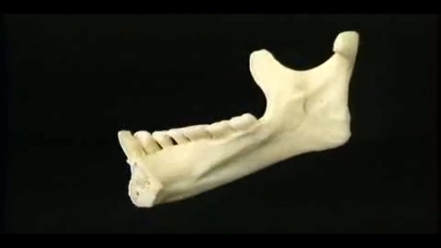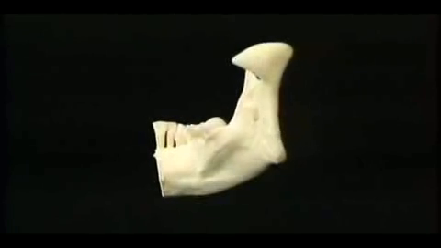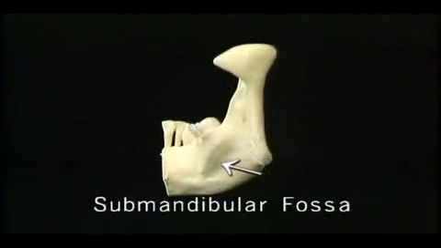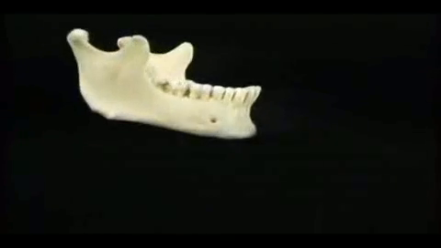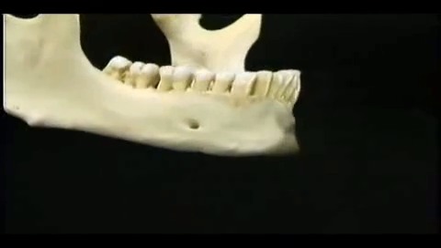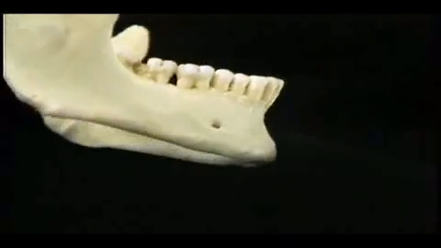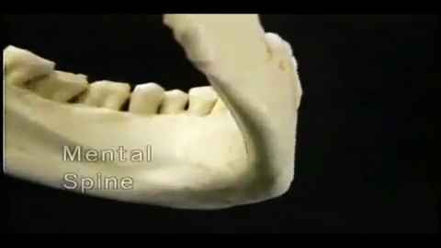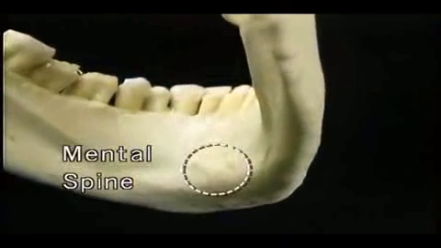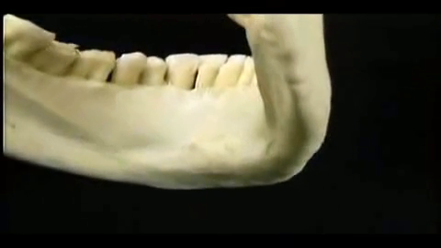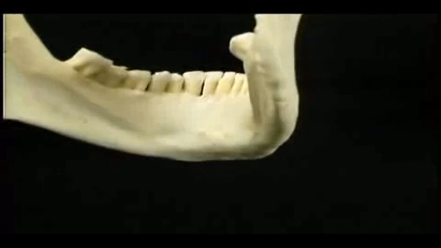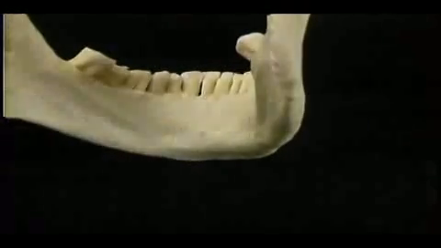The posterior part of the alveolar process bulges medially above this hollow, the submandibular fossa. This projection in the midline is the mental protuberance. On the inside, this roughened area is the mental spine. Two pairs of muscles are attached here, the geniohyoid and genioglossus muscles.